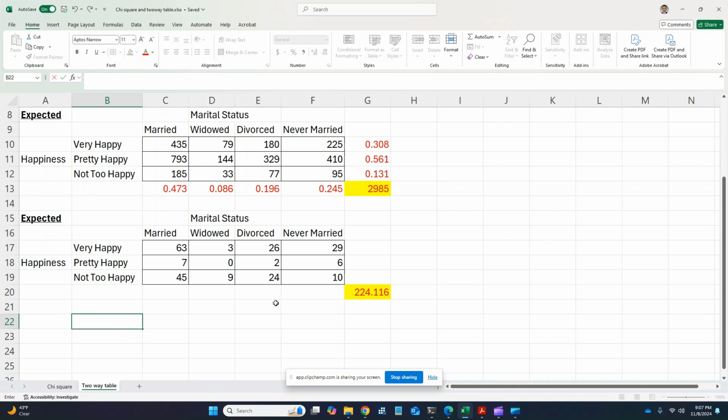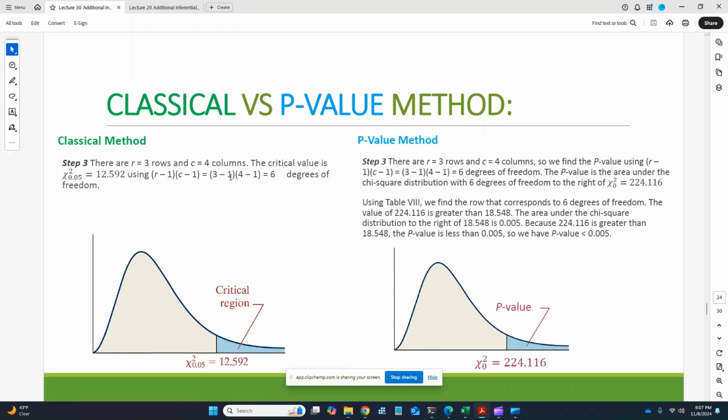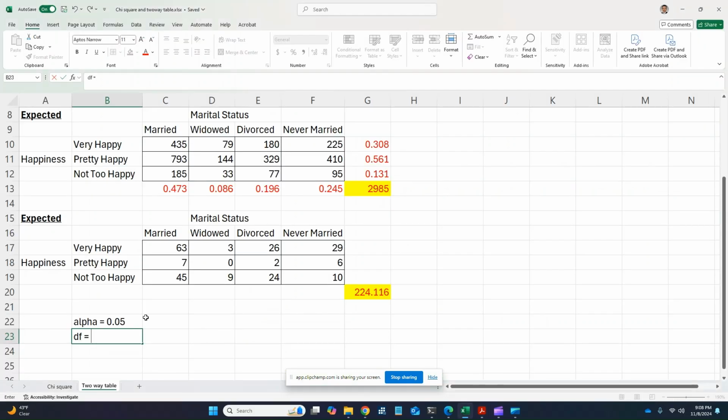So what we know so far is our alpha is 0.05. That was given in the question. That is our level of significance. And we also want to know the degrees of freedom. What is the degrees of freedom in this case? Notice that we have 4 categories here and 3 categories here, right? So for degrees of freedom, we have 3 minus 1 and 4 minus 1. 3 minus 1 is 2, because we have 3 rows and 4 columns, and 4 minus 1 is 3. 3 times 2 is 6. So that means our degrees of freedom is 6.